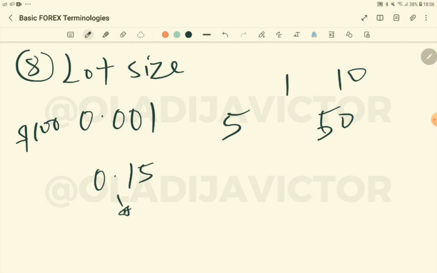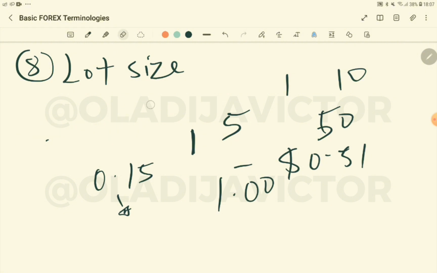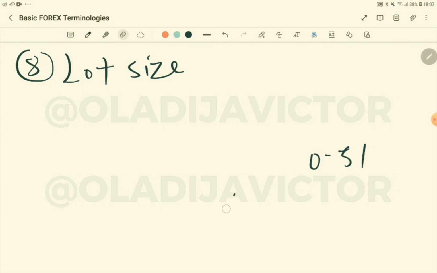But if you go and open one lot size with $100, you might see that it might open from 1.00 or maybe minus 0.51, and then it will be moving at a very sporadic rate. The idea of lot size is this: when you open a trade with a particular lot size, per pip movement, it will move according to that lot size.